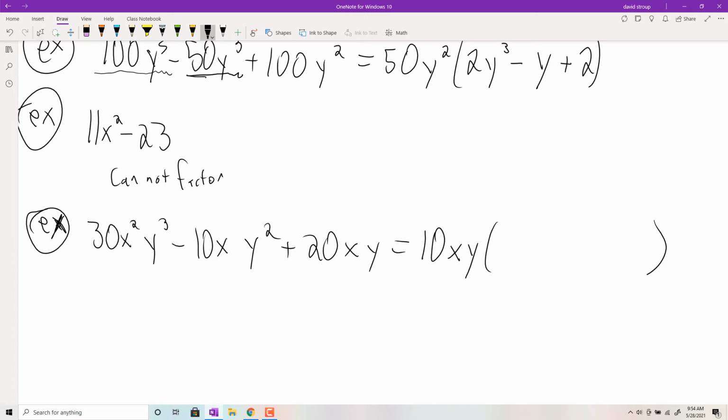Okay. The first term will have to be 3x and then y squared. And then the second term will be just y. So 10x times y gives me 10xy squared. And then the third guy will be plus 2. And that would be it.